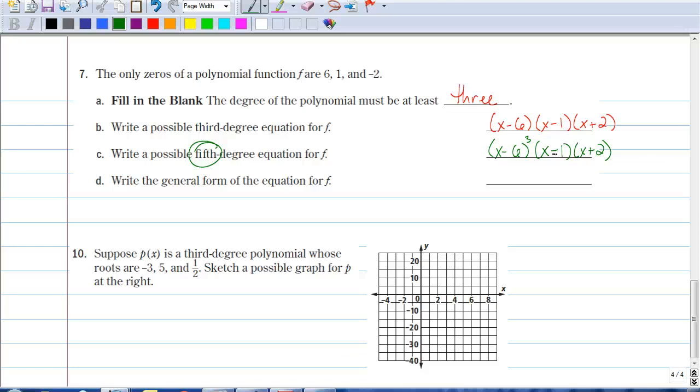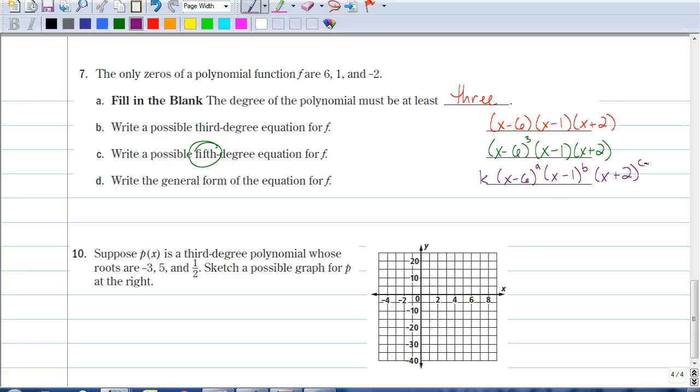Now when it says write the general form of the equation, we could have a number out in front, so it'd be k. We could have any exponent for the x minus 6. That's an a, by the way, not a 9. We could have any exponent for the x minus 1, and I could have any exponent for the x plus 2. So that would be the general form for that equation.